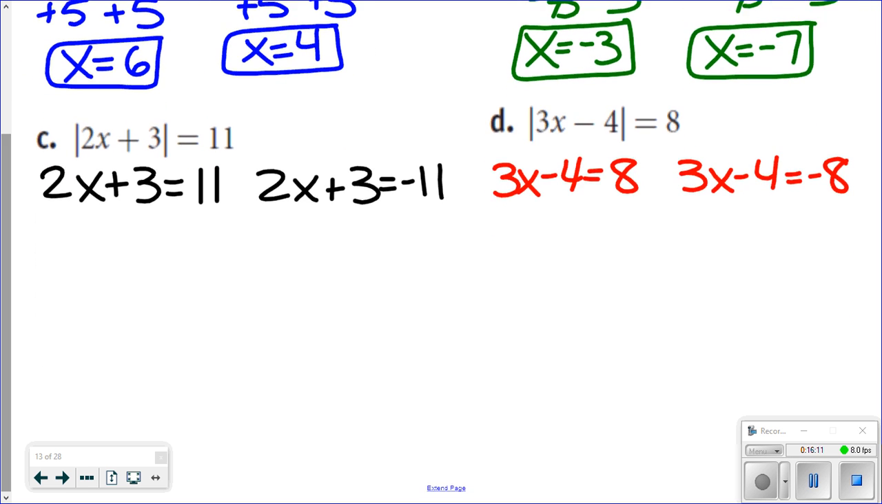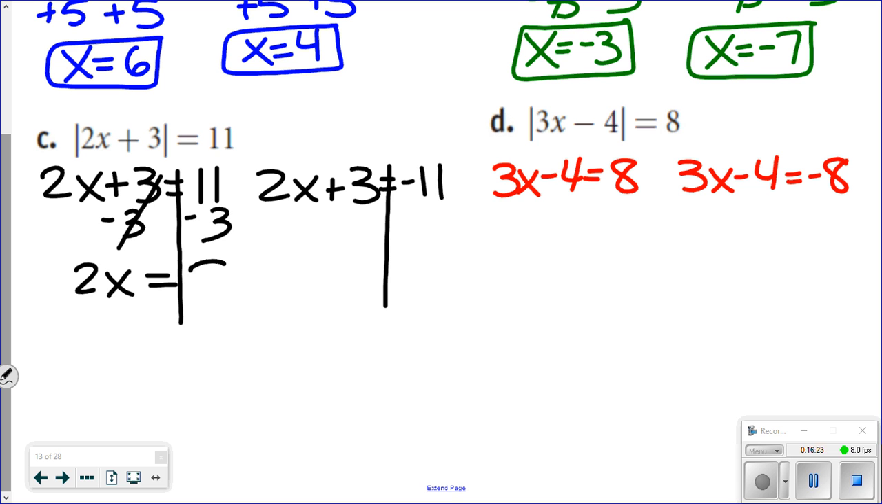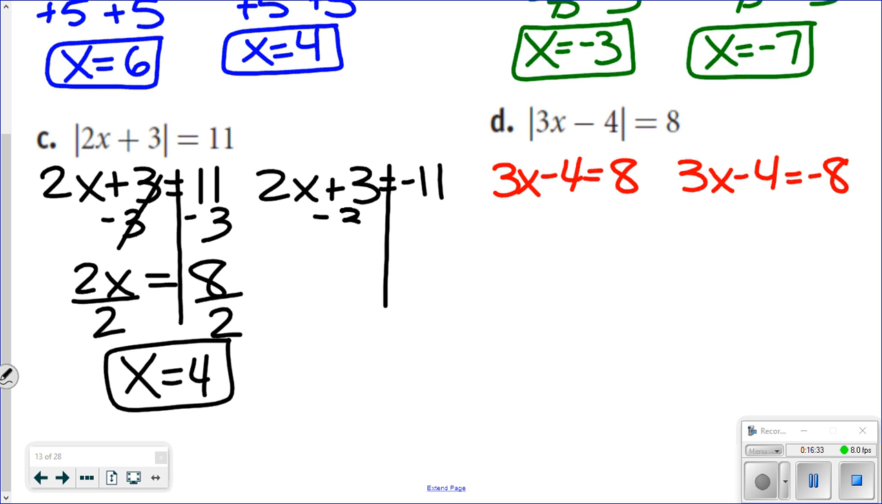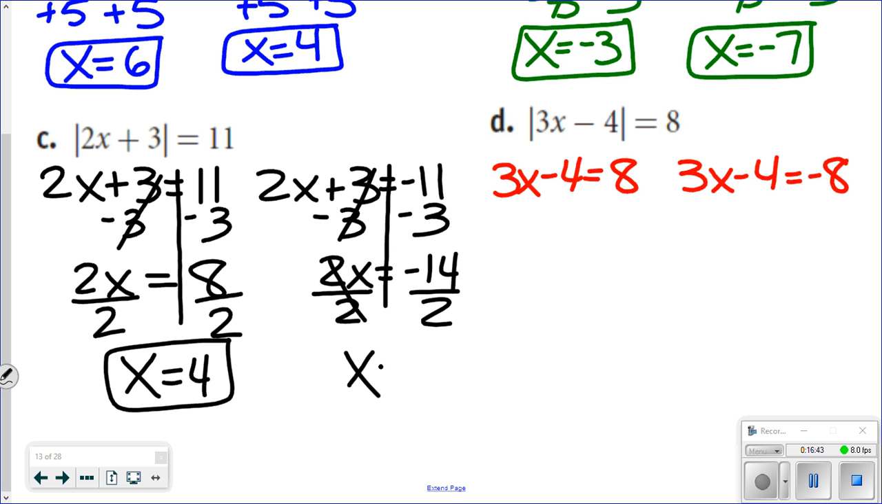So questions C and D are 2 steps. We want to get 2x alone first, so we're going to subtract 3. Subtract 3. 2x equals 8. Divide both sides by 2. X equals 4. Same thing, subtract 3 on both sides. 2x equals -14. Divide both sides by 2, and x equals -7.